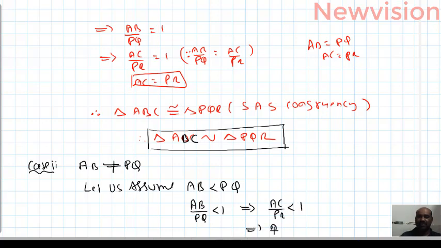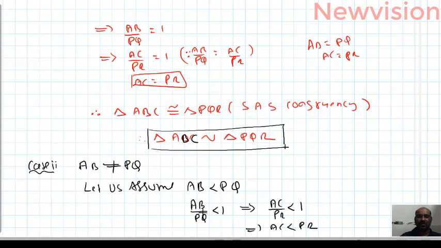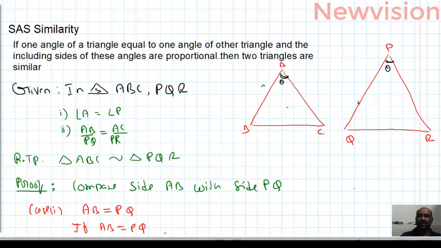What is the meaning of that? AC is lesser than PR. If AB is lesser than PQ, automatically AC is also lesser than PR. So that we got now. AB is lesser than PQ is taken. From that, AC lesser than PR. So what is the meaning of that? I can take a point M on this so that these two are equal. Automatically one more point I can take, N, on this side, because already AC is lesser than PR only. Inside PR only I can take a point N so that this length equals this. I will write that.